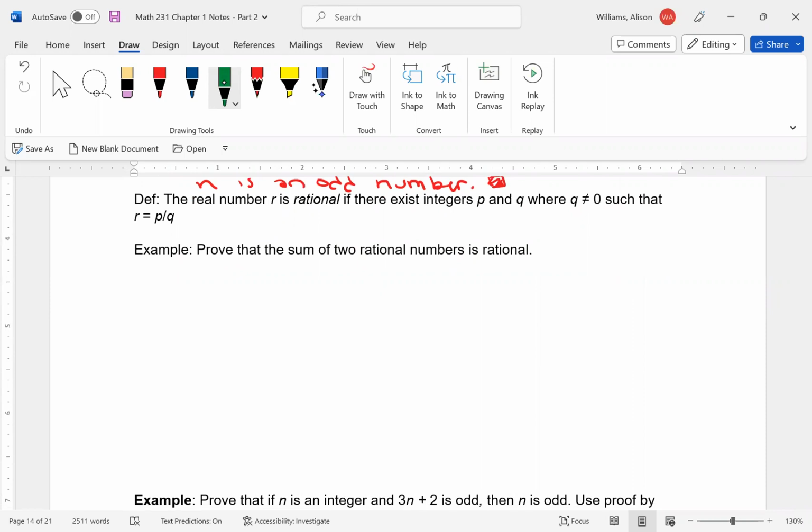Okay. So here we go. Prove that the sum of two rational numbers gives us a rational number. All right. Proof. Let me switch to red. Okay, so I'm going to do a direct proof again. Assume that, we'll call them r and s, are rational numbers.